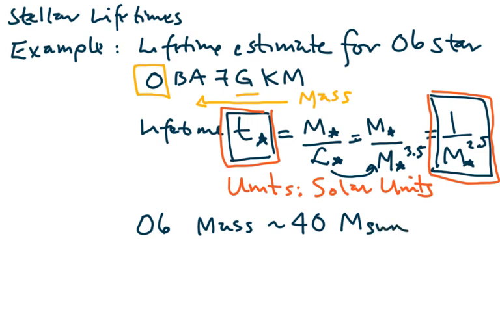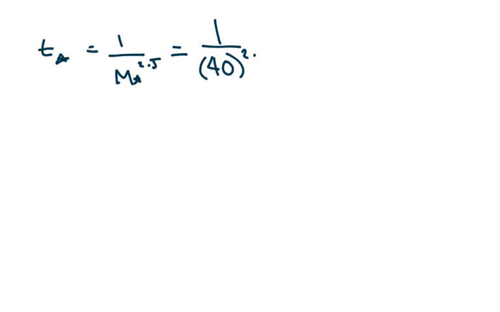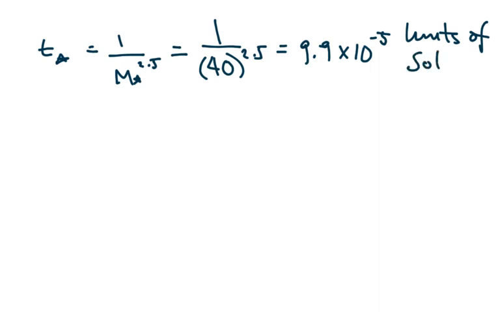So we can go ahead then and use the lifetime expression. So the lifetime of the star will be given by 1 over the mass of the star to the 2.5 power, and for the case of the O6 star, this will be 1 over 40 to the 2.5, and that gives us a value of 9.9 times 10 to the minus 5. And remember that these are in units of the solar lifetime, not in years.